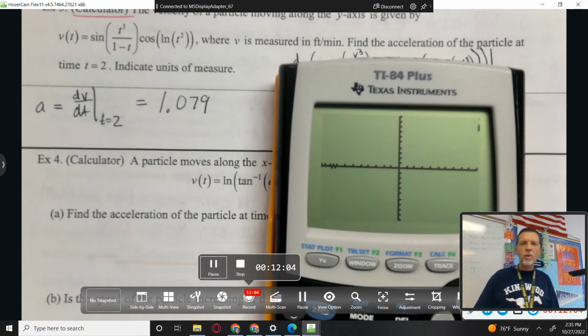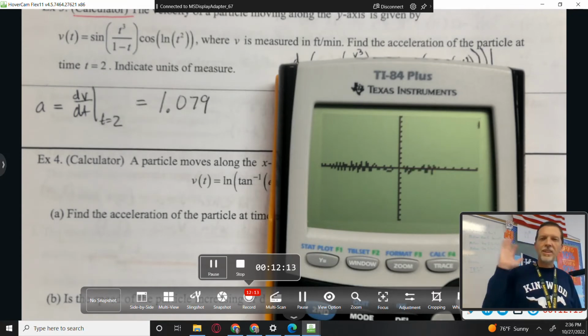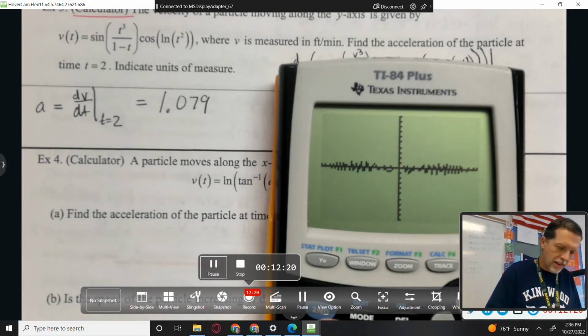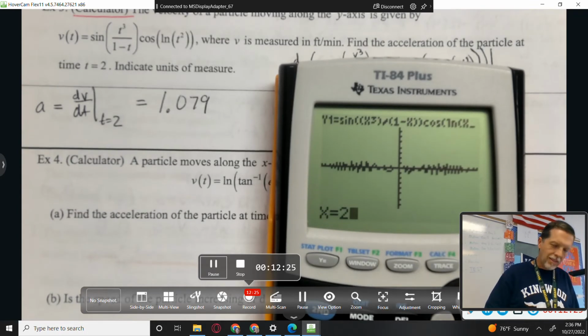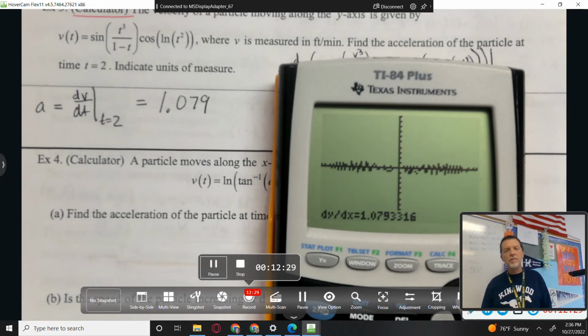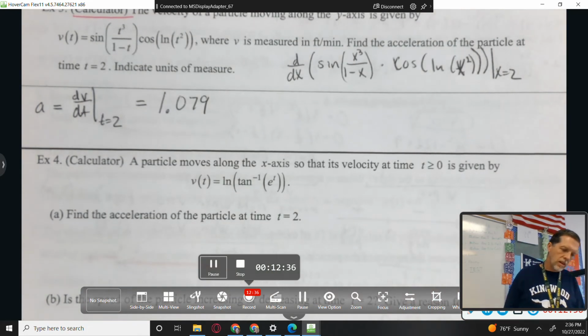Graph, who knows what that looks like. Oh yeah, mine doesn't look like that. Mine does look like that. So that is, who knows what that is. The cosine and the sines are what makes it periodic, but other than that, second calc, dy dx at t equals 2, 1.079. Now mine looks like that. I forgot parentheses. Freaking parentheses, man.